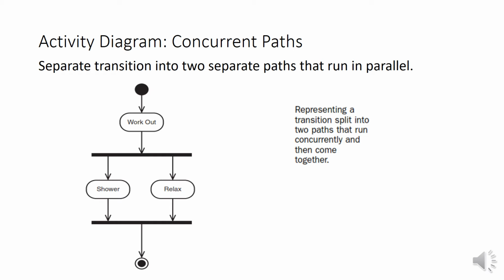Next is the concurrent path. A transition separates into two separate paths that run in parallel. Run in parallel means these activities run at the same time and then they come together. To represent the split, you use a solid line perpendicular to the transition and show the paths coming out of the line. To represent a merge, you show the paths pointing to another solid bold line.